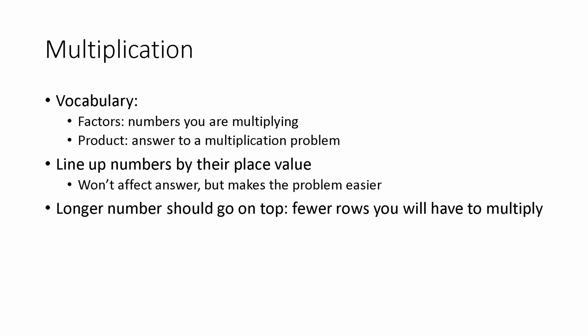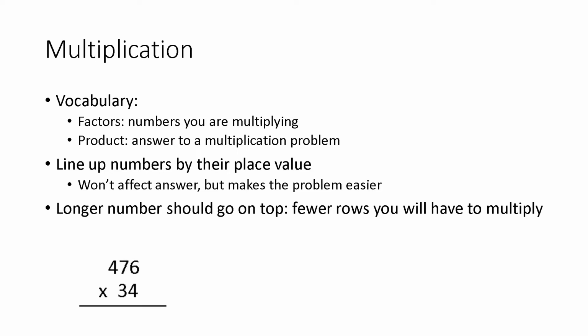The longer number should always go on the top row. The longer factor should go on the top. This will result in fewer rows that you have to multiply and, by extension, fewer chances for a mistake, and we'll take a look at what this means in a little bit.